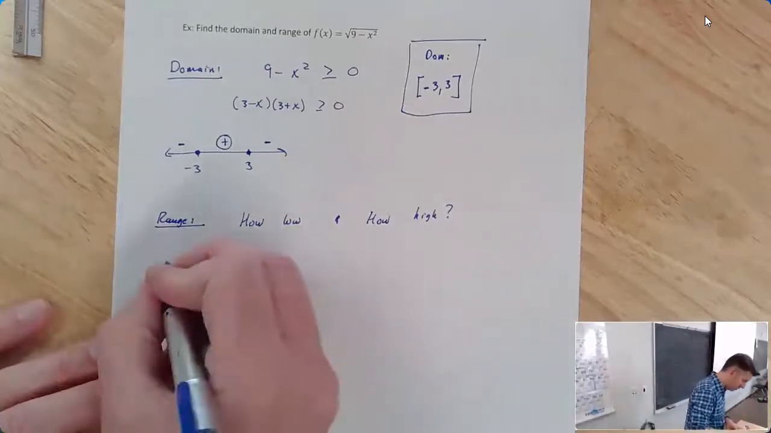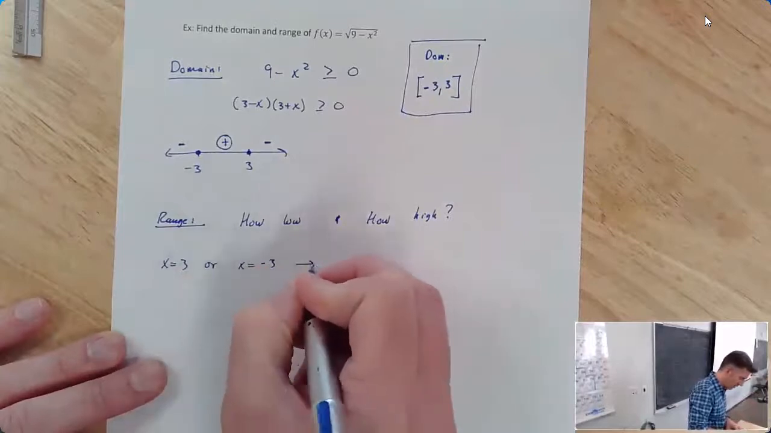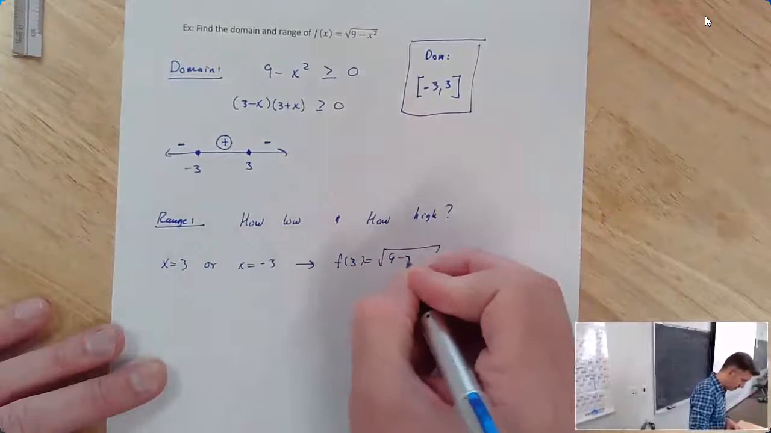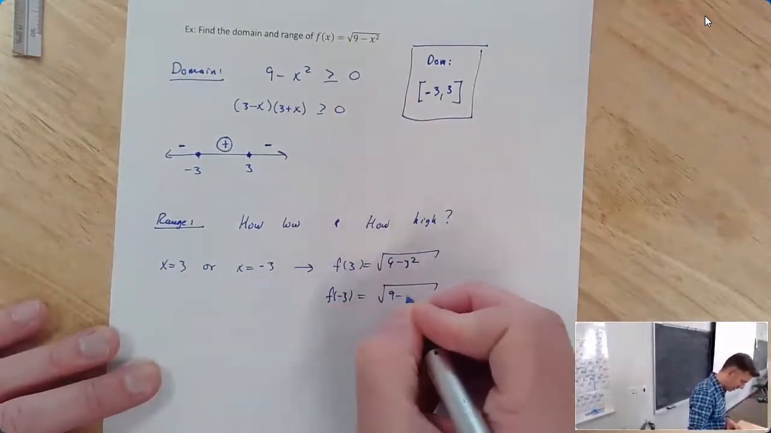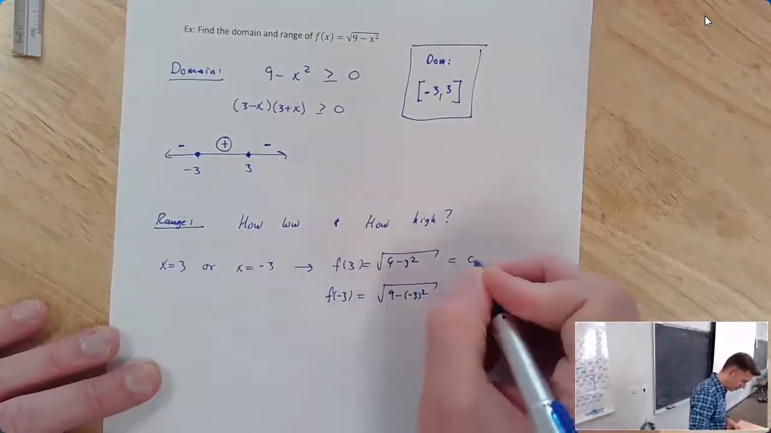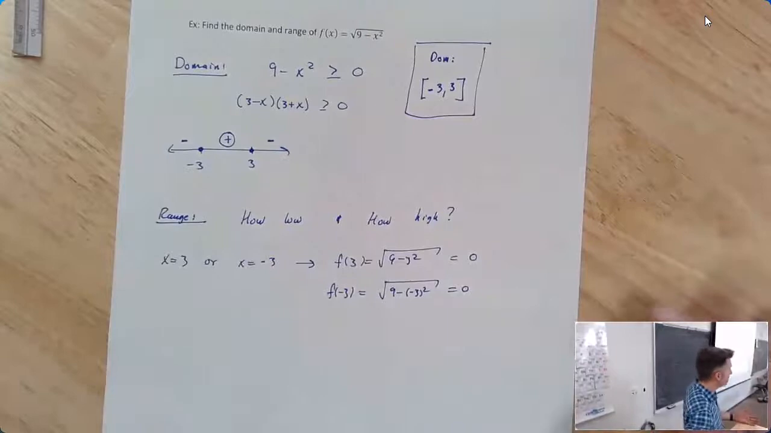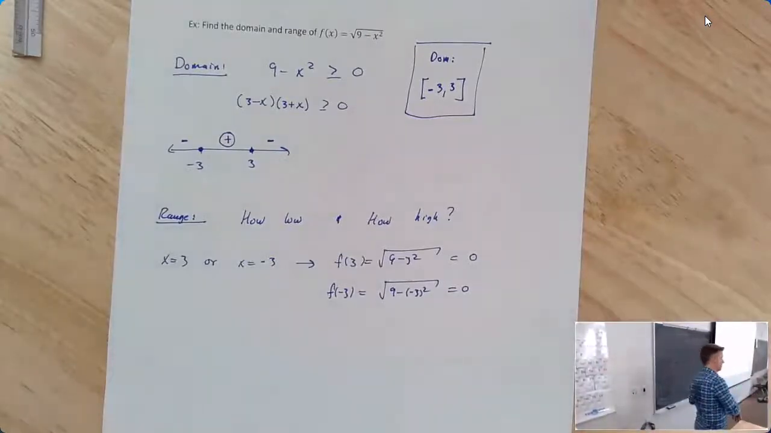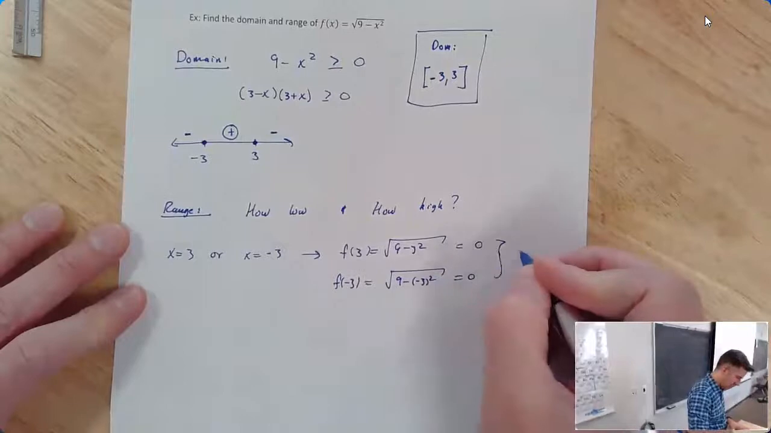Whether you plug in x equal to 3 or x equal to -3, we're going to get f of 3 equal to the square root of 9 minus 3 squared, and f of -3 equal to the square root of 9 minus -3 squared, which are both equal to 0. And that's the smallest this function can be, which makes sense, because we've seen square root functions before, and we know that the smallest output they can ever give us is 0. So that is how low we can go.